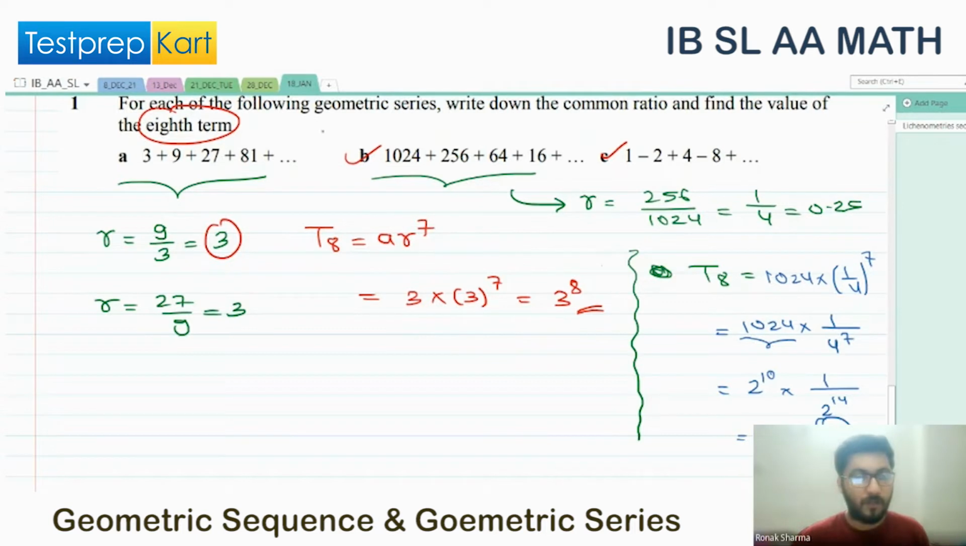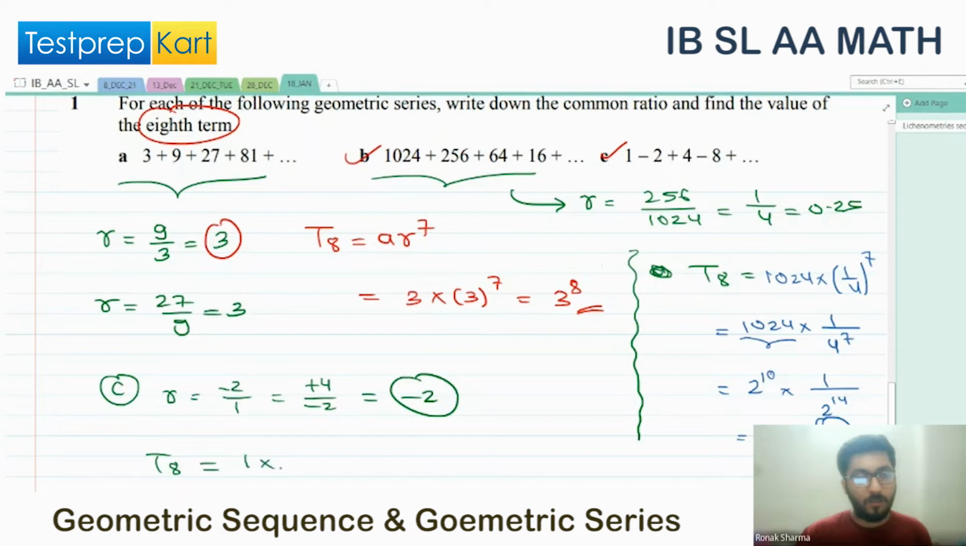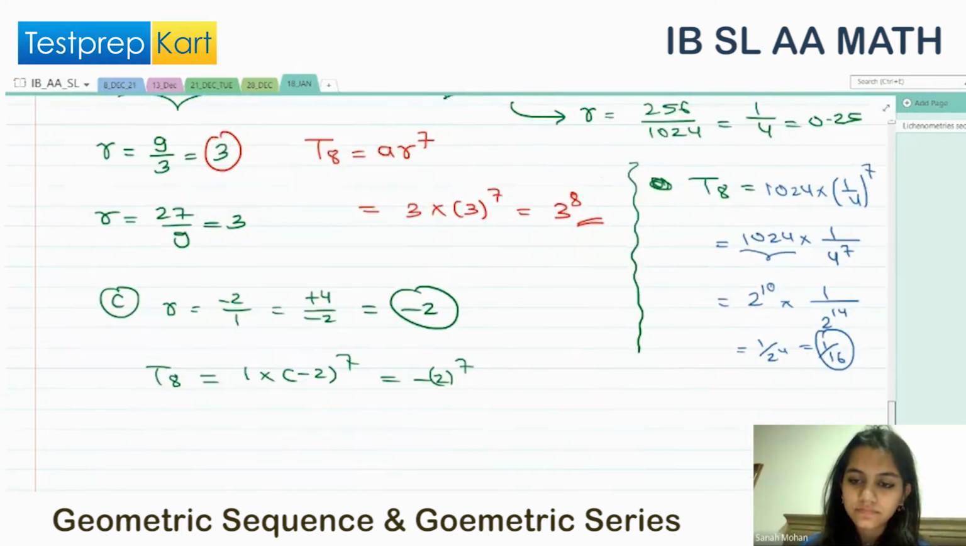Okay. Now, if we go for the C part, we can see that R will be what? Minus 2 by 1, or we can say plus 4 by minus 2. So we are getting minus 2 only. And if we go for the eighth term, it will be 1 into minus 2 power 7. So that will be minus 2 power 7 only.